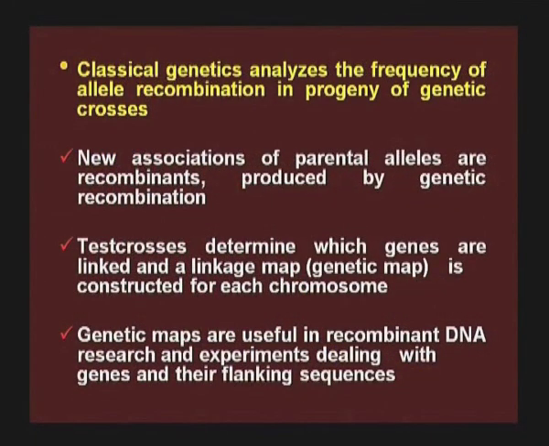Classical genetics analyzes the frequency of allele recombination in progeny of genetic crosses. New associations of parental alleles are recombinants produced by genetic recombination. Test crosses determine which genes are linked, and a linkage map, that is a genetic map, is constructed for each chromosome. Genetic maps are useful in recombinant DNA research and experiments dealing with genes and their flanking sequences.